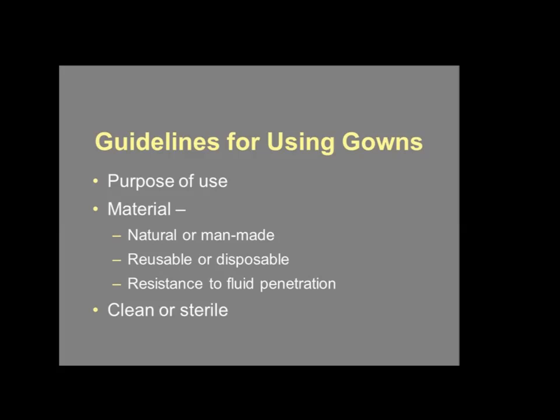There are three types of material: natural or man-made material, reusable or disposable material, and then those that are resistant to fluid penetration. And then the last factor, clean or sterile. The last factor includes whether the garment just simply needs to be cleaned or if it needs to be sterile. Clean gowns are generally used for isolation. Sterile gowns are only necessary for performing invasive procedures. So you as a minister would not need to be concerned about that type of gown. Again, it is for the safety of the patient and the visitor that these garments are used.